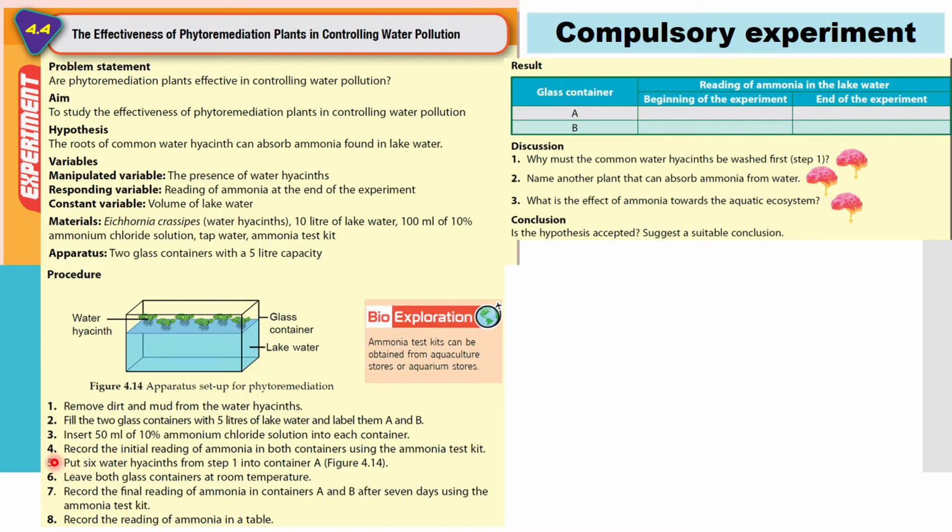Okay, and then after having recorded the initial reading, you are to put the 6 water hyacinths into container A only, and B without the water hyacinth. So it serves like a control set for us. And you are to leave both glass containers at room temperature. Okay, number 7 is that you have to record the final reading of the ammonia in container A and B after 7 days using the ammonia test kits. And again, you have to record the reading of the ammonia in a table.